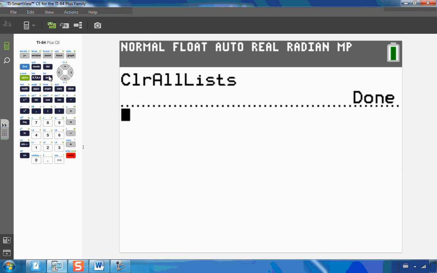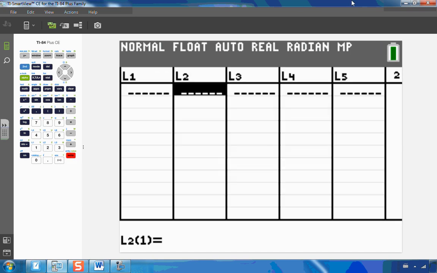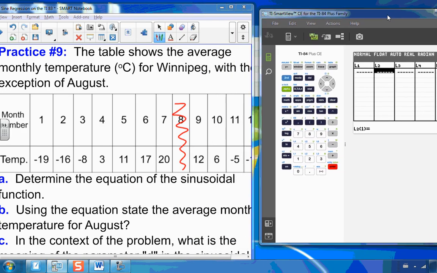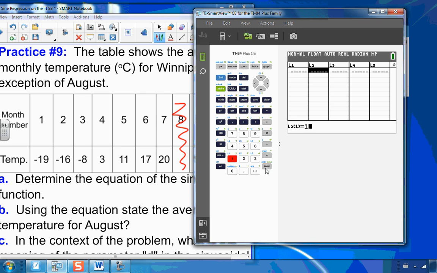Okay, now I go Stat, Edit, and this is where I'm going to enter in the list information. So in L1 is going to go every temperature, every month except for August, which is the 8th month. So 1, 2, 3. Oops, I'm in the wrong one. Let's try that again. Let's go over here. That's where I'm supposed to be. 1, 2, 3, 4, 5, 6, 7. We're not doing 8, 9, 10, 11, and 12. Perfect.